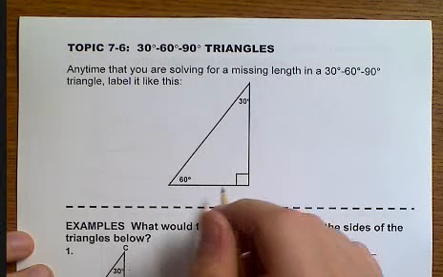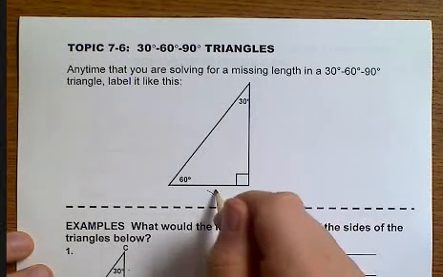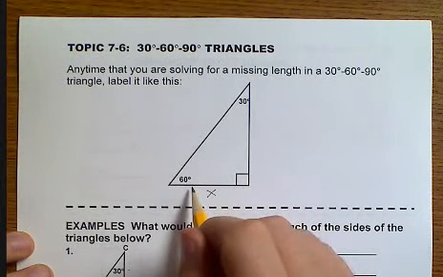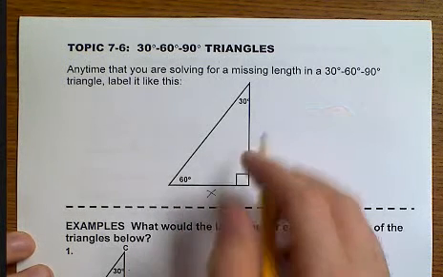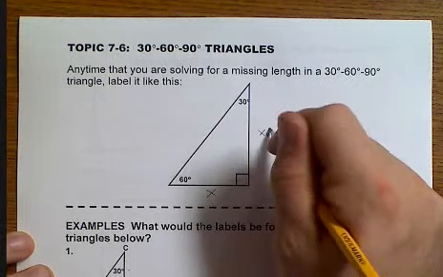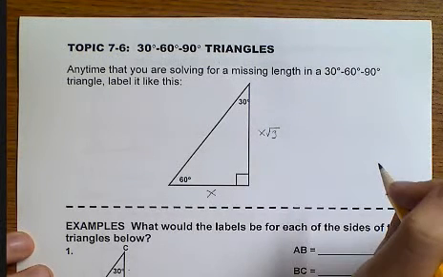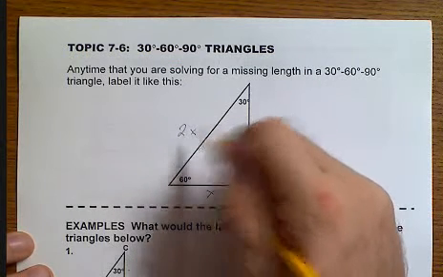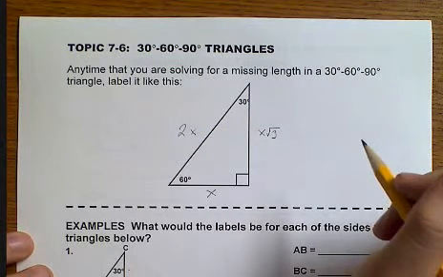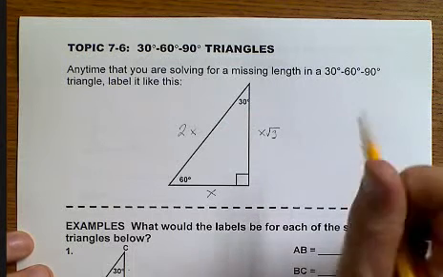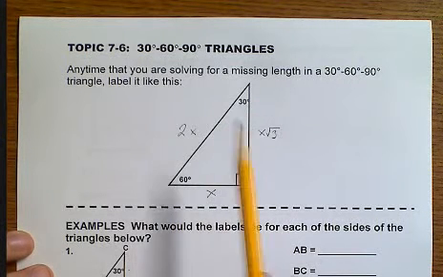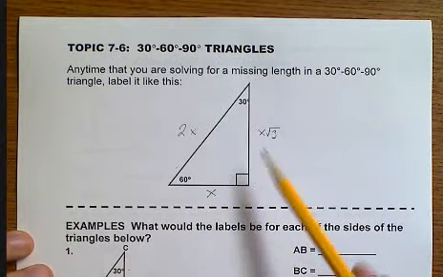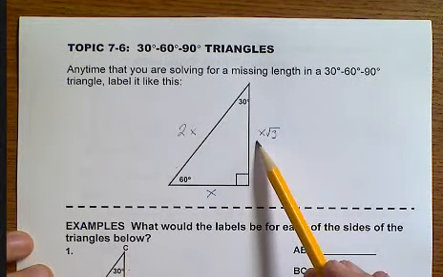We're going to start with our base as x. That would be the short leg. The long leg is going to be x square root of 3. And the hypotenuse will be 2x. So, normally this is something where your hypotenuse is twice as long as your short leg, and you'll need the long leg x square root of 3.